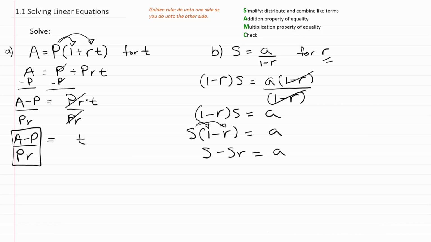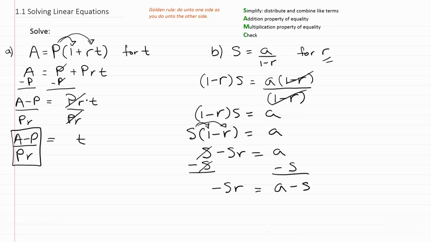Now remember, our goal is to get the R by itself, so we're going to try to remove things that are attached to R or on the same side of the equation with R to the other side. So I'm going to use the addition property of equality to get rid of this positive S. I'm going to subtract S from both sides of the equation, right? And that'll end up having the S's cancel out, and I'll end up having negative S times R is equal to just A minus S. All right, so we've used the addition property of equality.